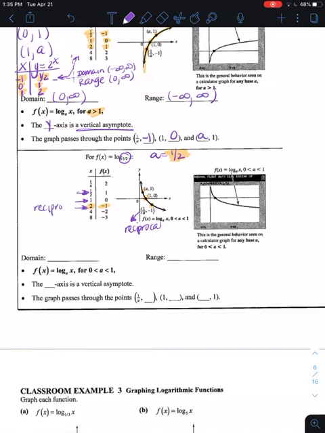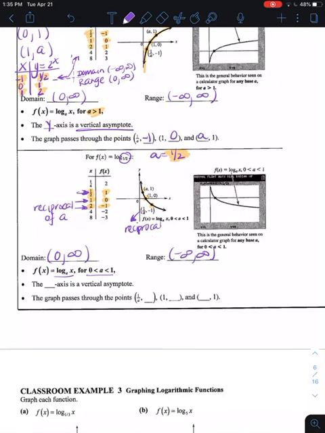This is the reciprocal of a. At 1, the y value is 0. And at the actual a value, which is 1/2, the y value is 1. So those 3 points will lie on your log graph. The domain for this graph is going to be from 0 to infinity. The range is all real numbers. All right, this is when your a value falls between 0 and 1.